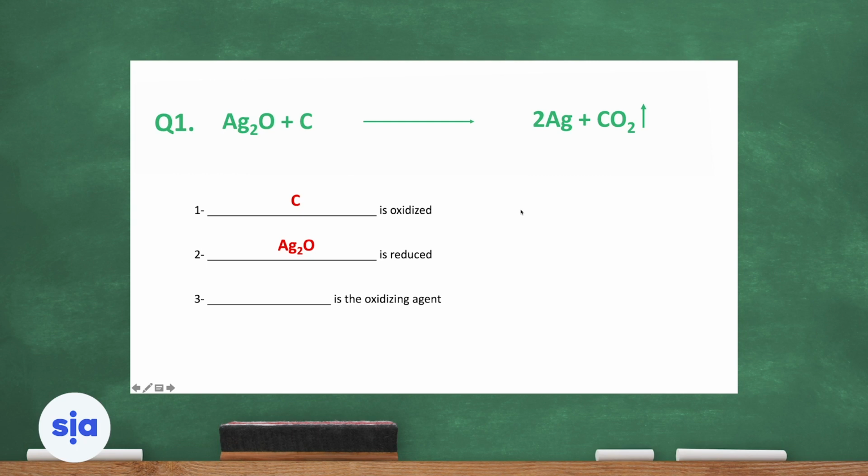Which is the oxidizing agent? Think, guess. Yes, it's the silver oxide again. It's reduced and at the same time it is the oxidizing agent. Why? Because it causes the carbon to be oxidized. The reduction process happens for silver oxide.